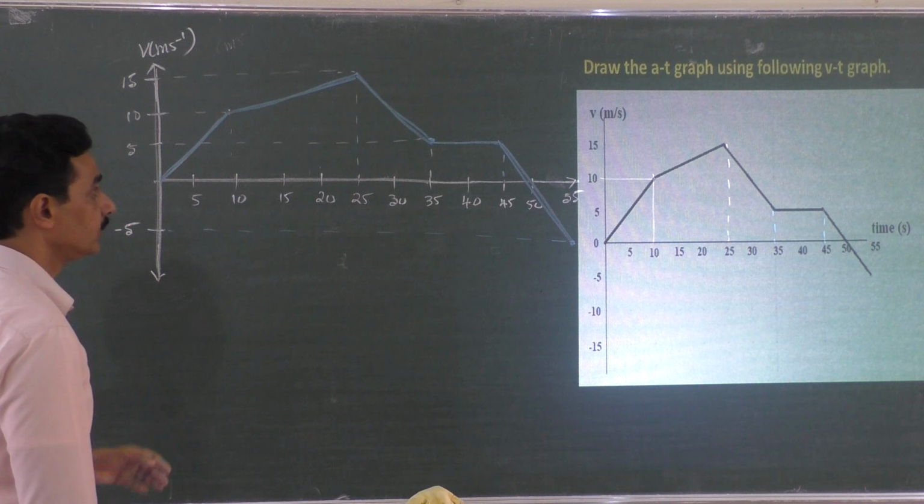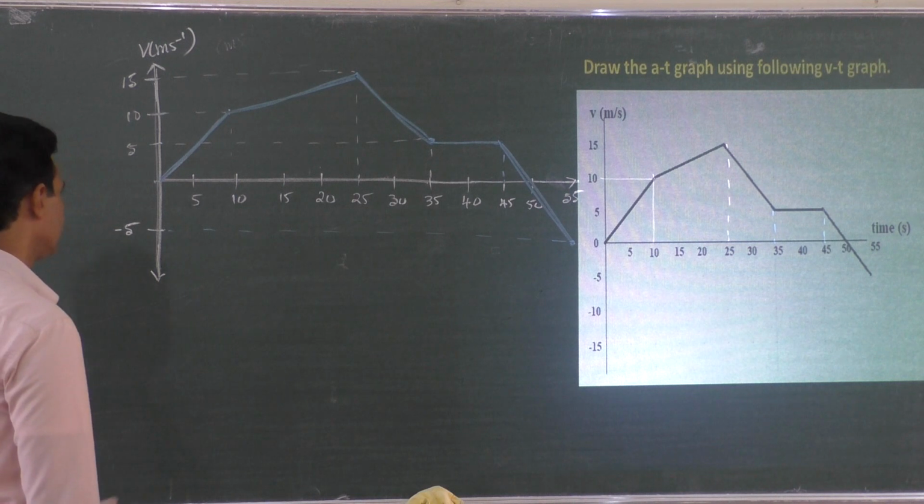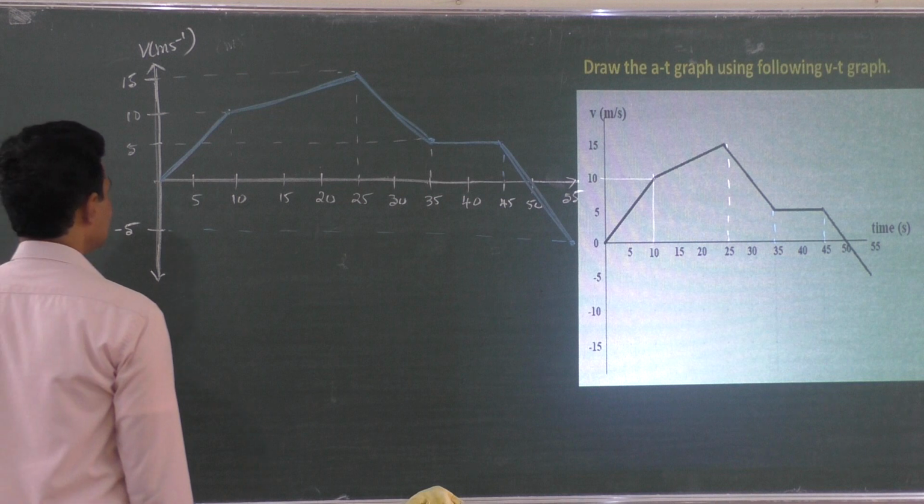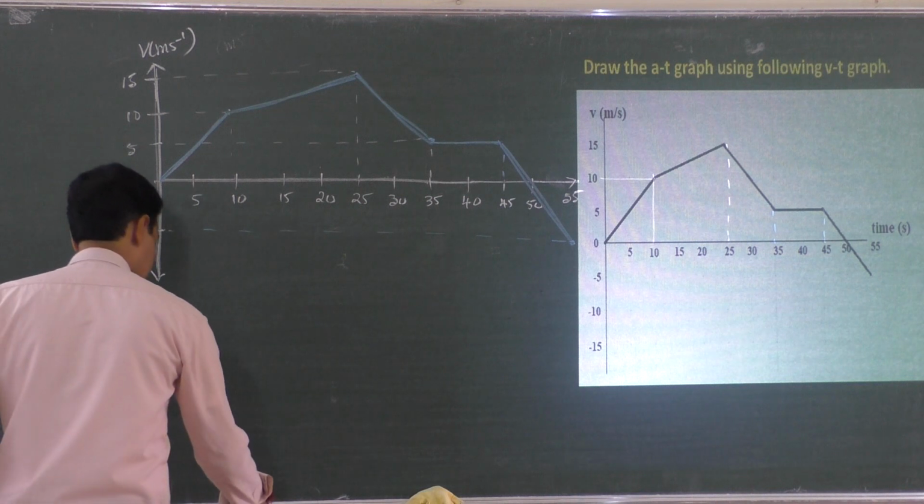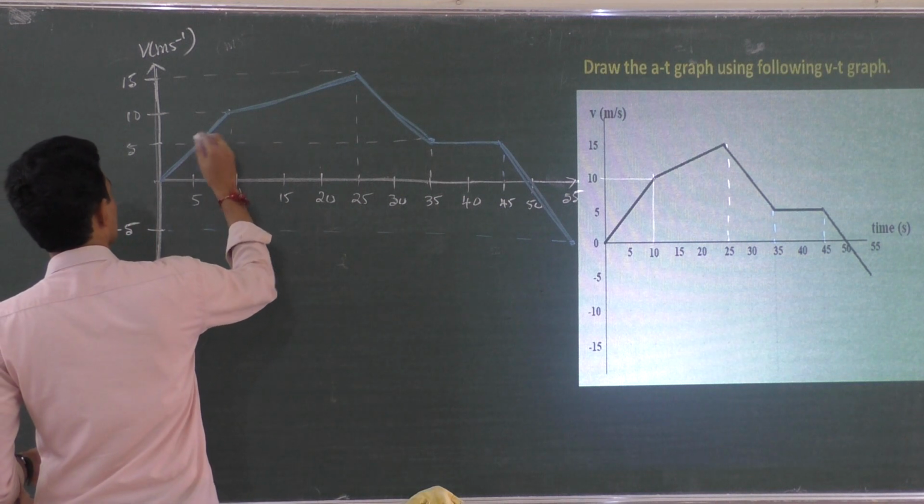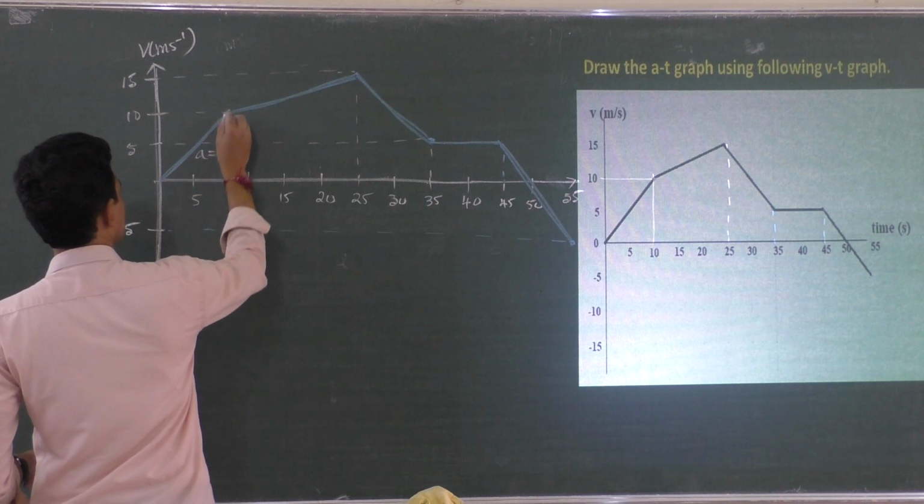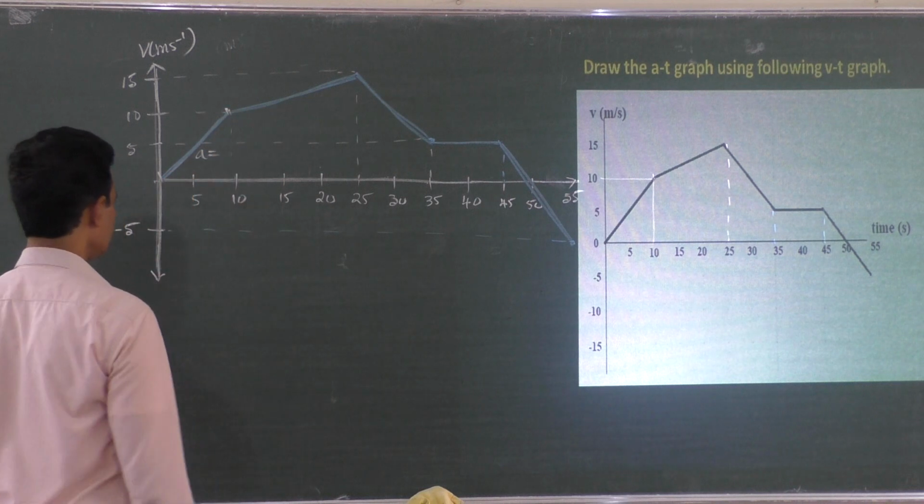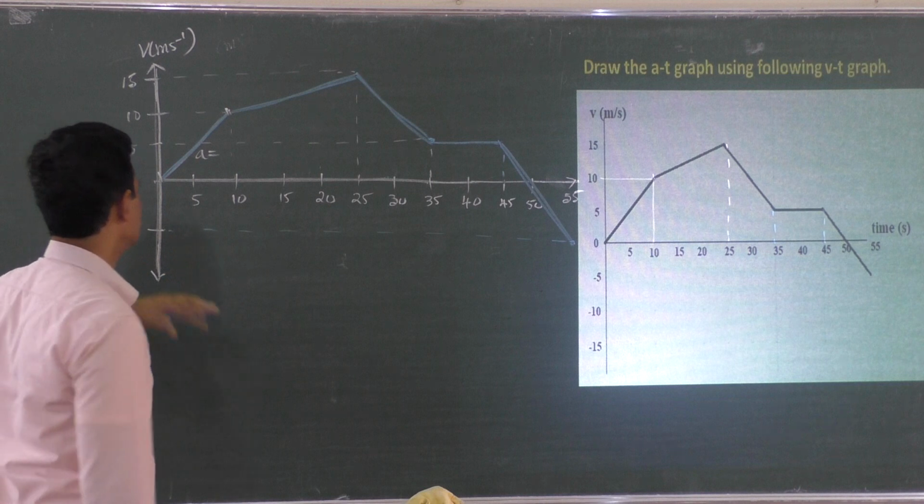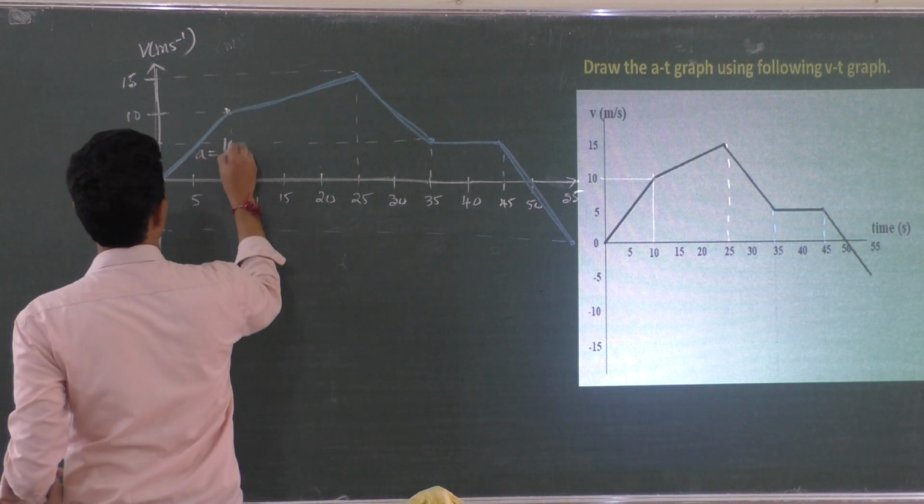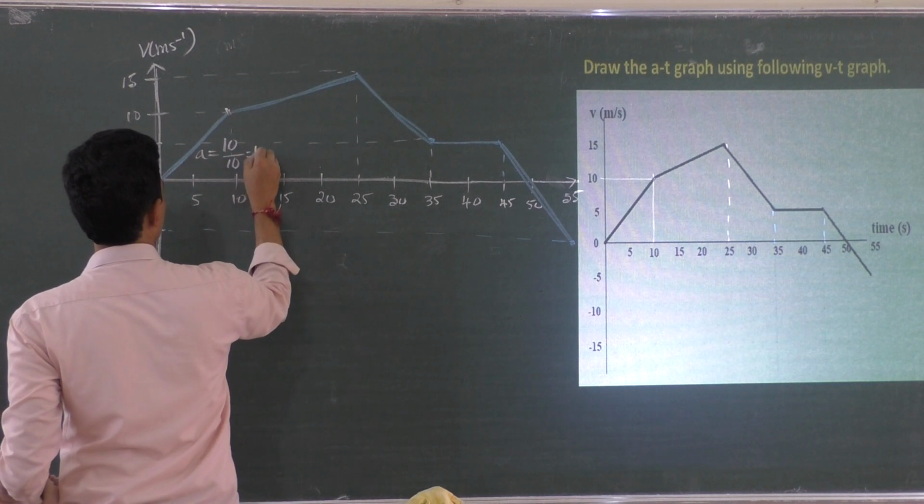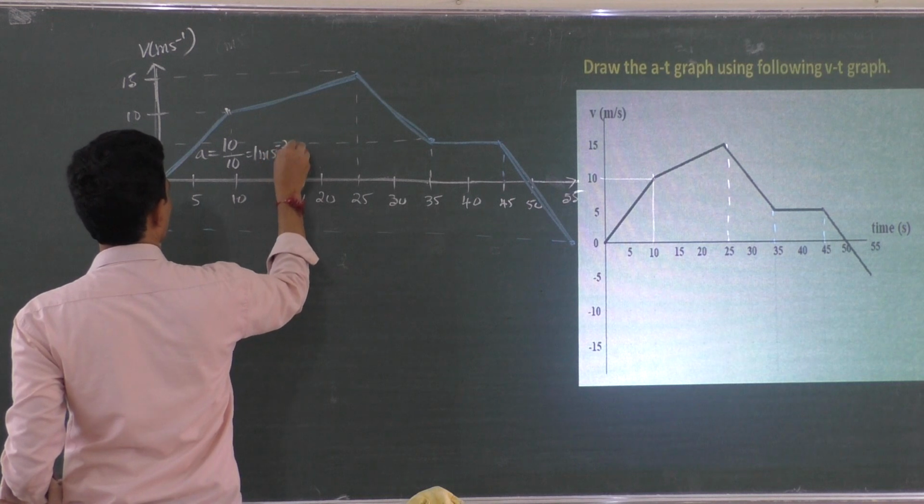Okay, so what you have to do? Find out the a-t graph. So first of all you have to find out acceleration. It is the change in velocity by time. I don't spend time writing formulas and all. So what is acceleration here? I will write here, from here to here. It is increased, so positive. Change in velocity 10, time taken 10. 1 meter per second square.